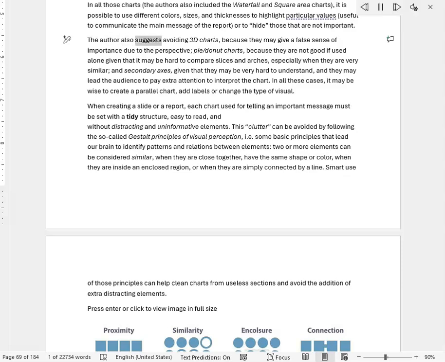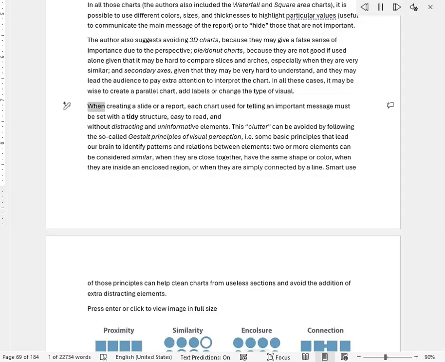The author also suggests avoiding 3D charts because they may give a false sense of importance due to the perspective, pie/donut charts, because they are not good if used alone given that it may be hard to compare slices and arches, especially when they are very similar, and secondary axes, given that they may be very hard to understand, and they may lead the audience to pay extra attention to interpret the chart. In all these cases, it may be wise to create a parallel chart, add labels, or change the type of visual.